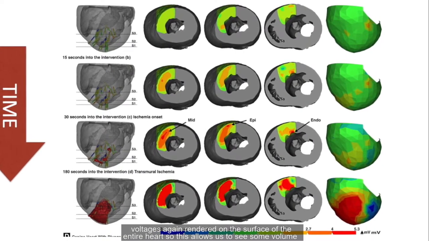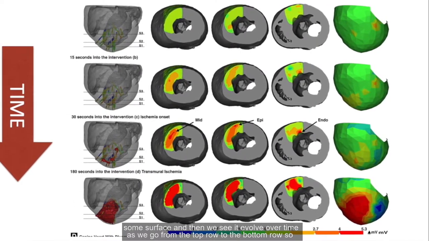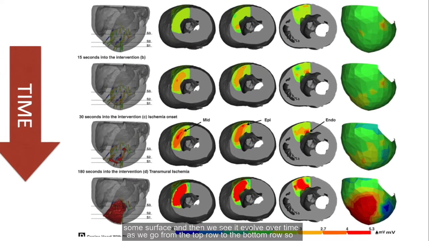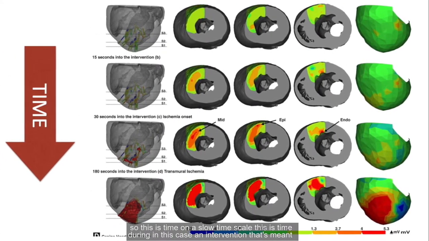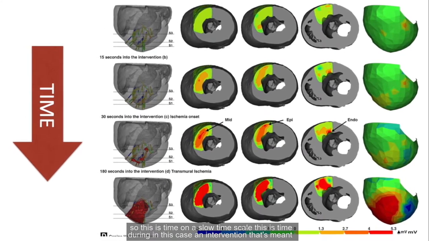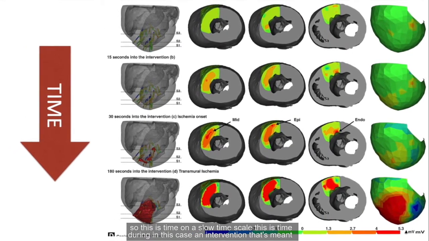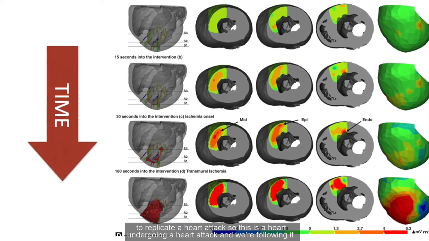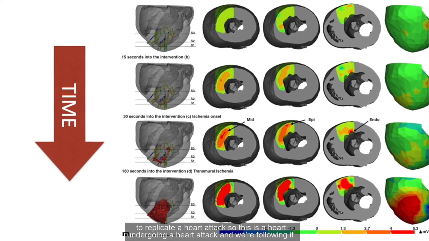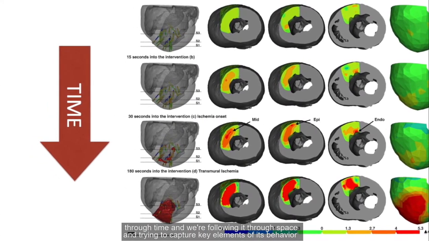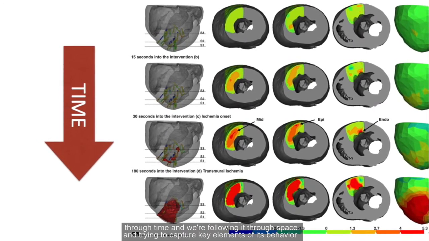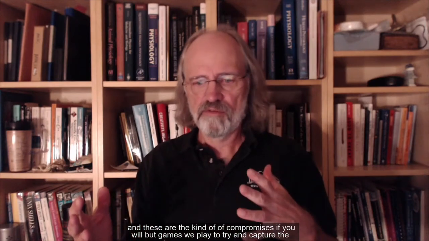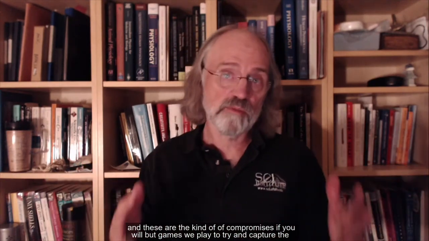So this allows us to see some volume, some surface, and then we see it evolve over time as we go from the top row to the bottom row. So this is time on a slow time scale. This is time during, in this case, an intervention that's meant to replicate a heart attack. So this is a heart undergoing a heart attack. And we're following it through time, and we're following it through space, and trying to capture key elements of its behavior. And these are the kind of compromises, if you will, but games we play to try and capture the data in a meaningful way for us.